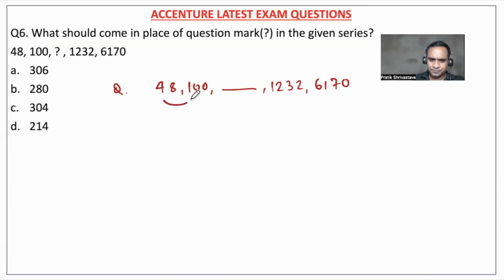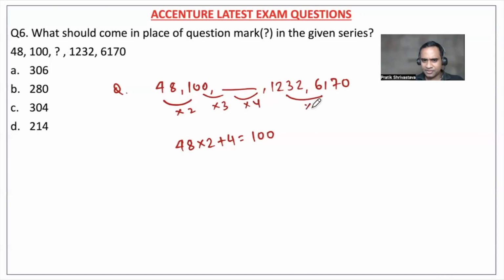Now here, 48 into 2 will be what? 96. 96 plus 4 will be 100, right? Okay. Now this one if you see, so maybe this is into 2, then into 3, then into 4, and then this is into 5. It looks like 12 into 5 is what? 60.